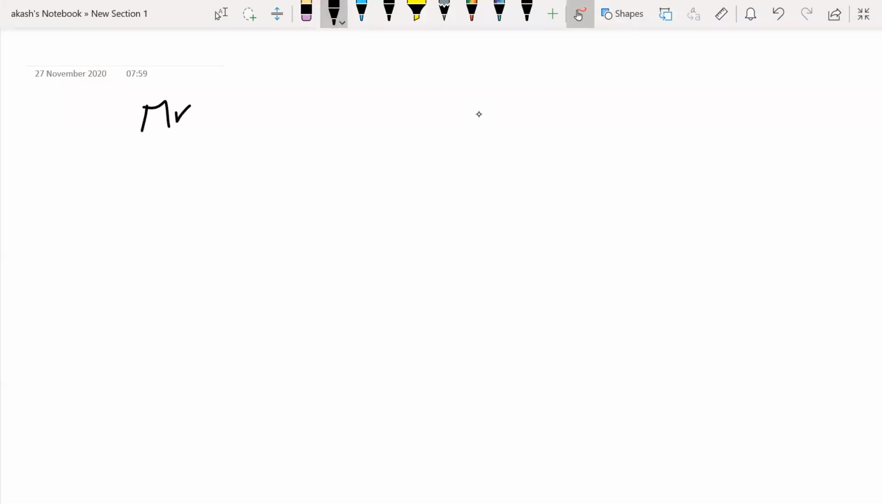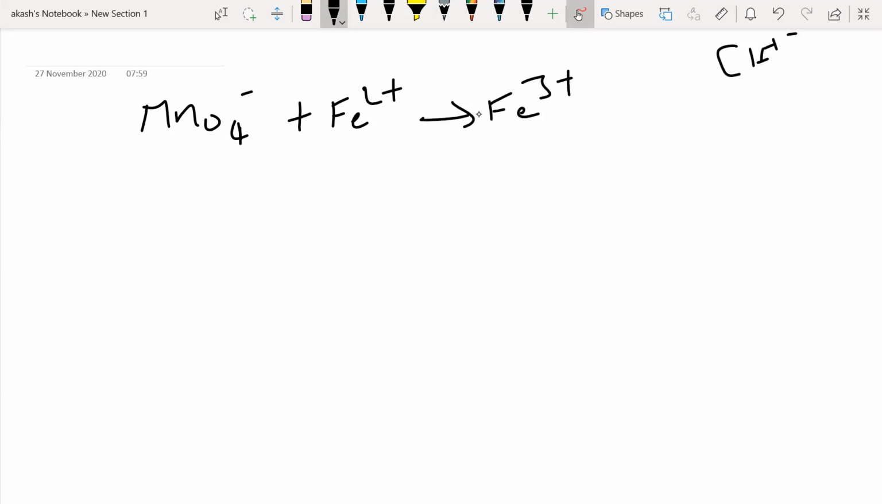Right. Say I take MnO4 minus plus Fe2 plus. This is an oxidizing agent, KMnO4, so it will oxidize Fe2 plus to Fe3 plus. Assume this is going to happen in acidic medium, so I just give H plus, meaning it is going to be an acidic medium. In the acidic medium, MnO4 minus becomes Mn2 plus. Fine. So now we are going to solve this by the oxidation number method.